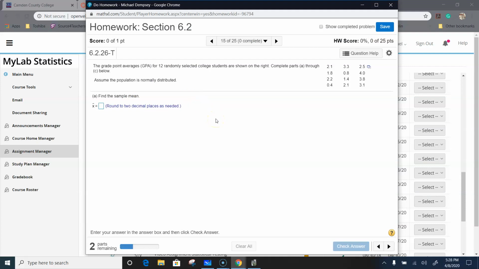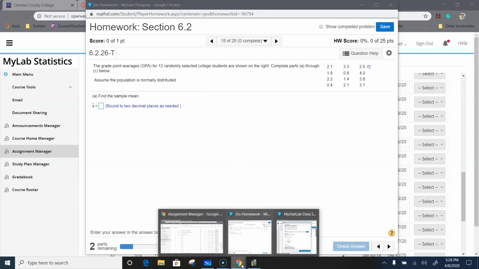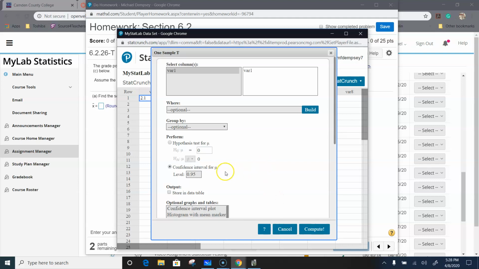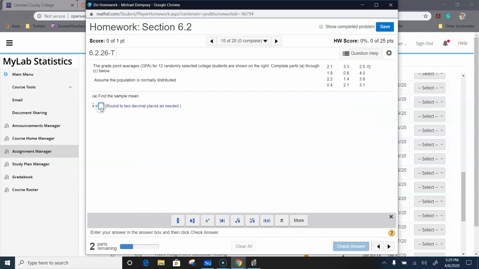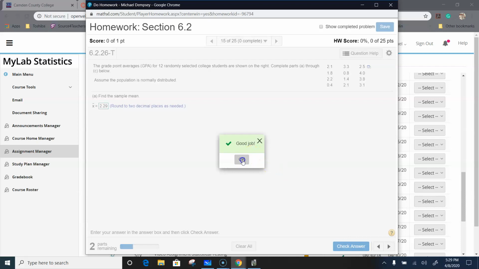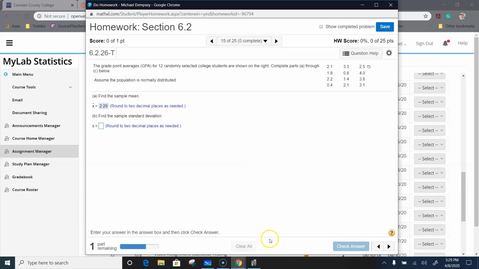It's not asking me what level of confidence I want, so I'm going to have to guess for a second here. I'm going to go ahead and go with a 95% confidence level. We can change that pretty easily, but I want to show you what happens with StatCrunch when we use it. So I hit compute. It gives me the sample mean. That's the first thing this asks me for. It's 2.29, right? Round to 2 decimal places. So it gave that to me, 2.29. Okay, StatCrunch does the heavy lifting for me. Then it says find the sample standard deviation.